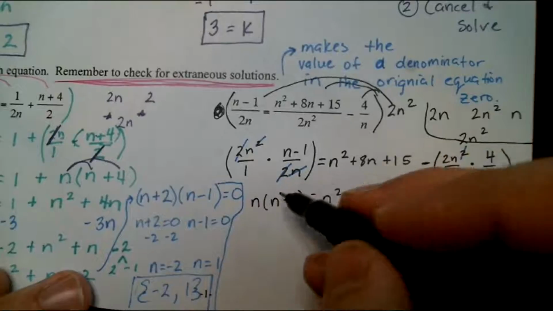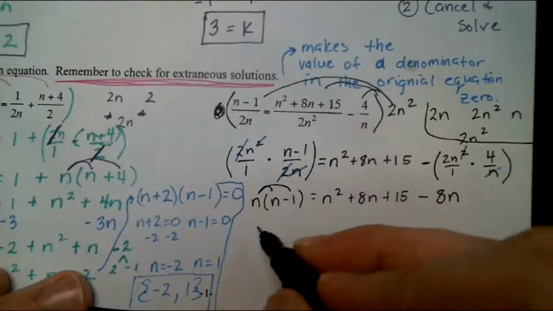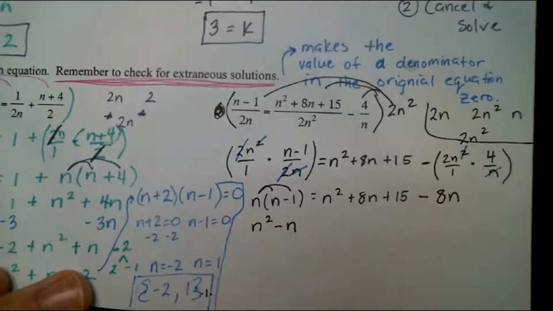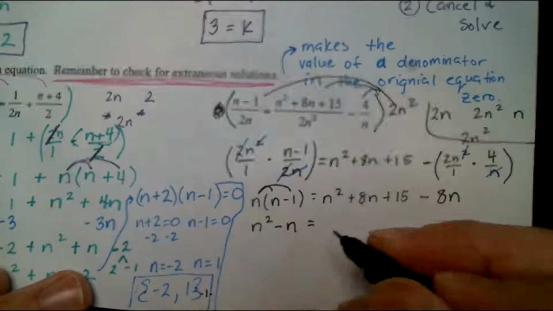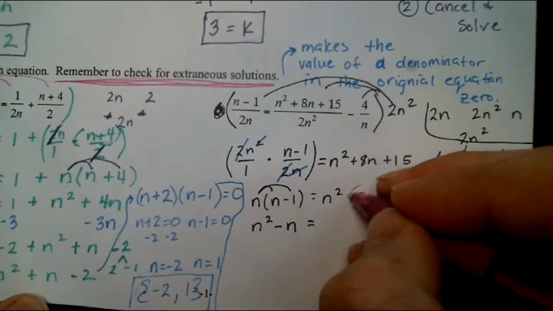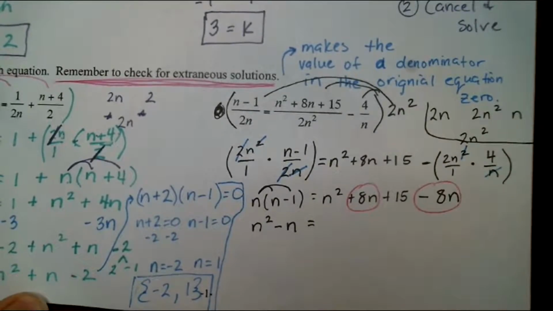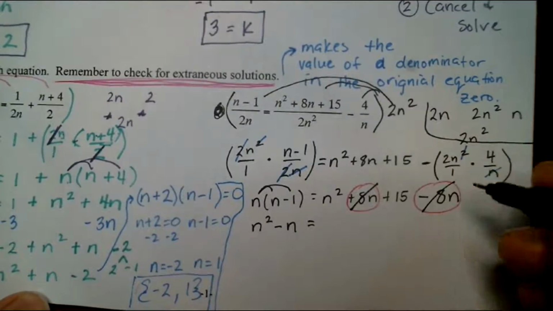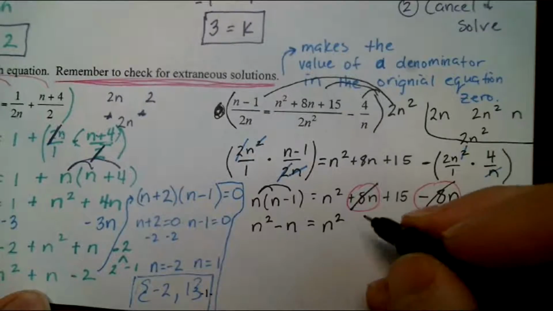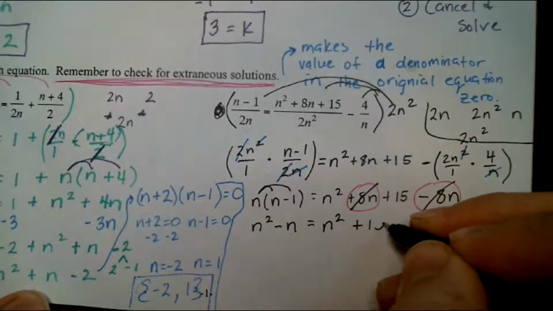Now let's clean up this over here. That's going to lead us to n squared minus n is equal to, now what can we do over here? I got 8n and minus 8n. So 8n minus 8n actually cancels. I'm left with n squared plus 15.